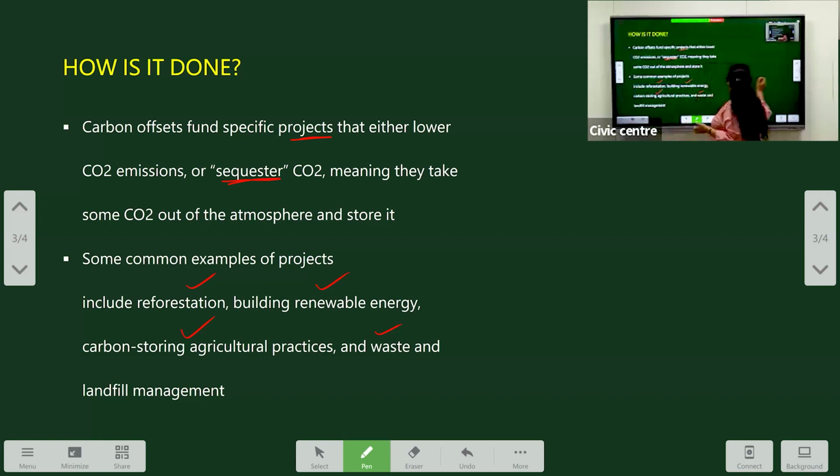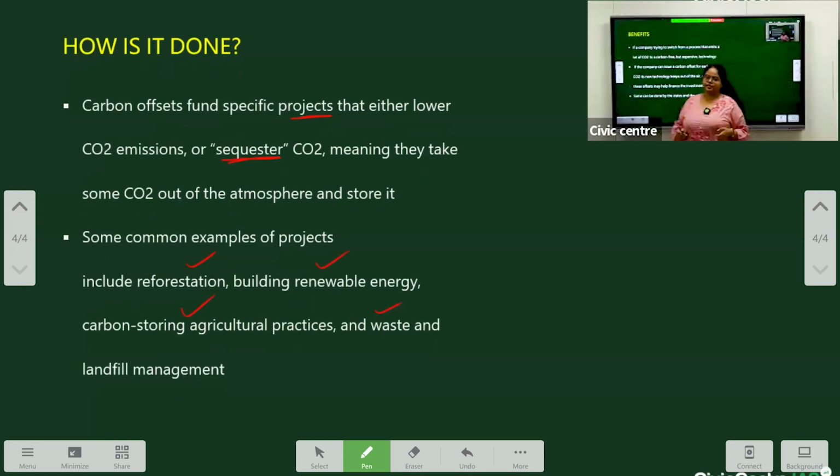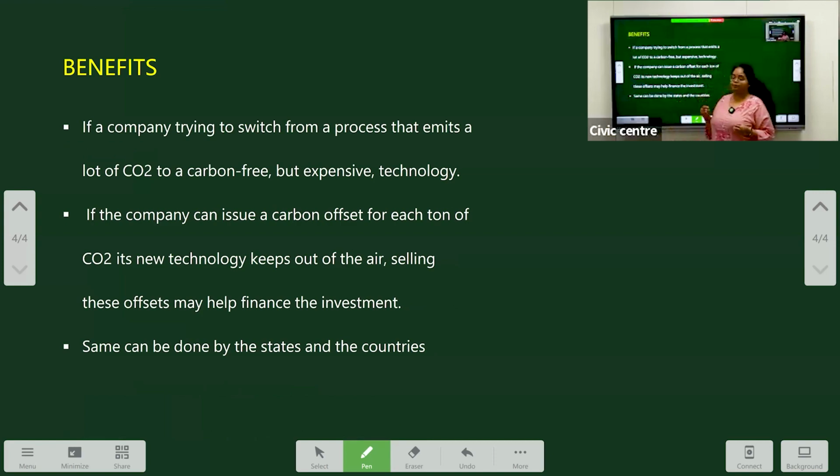Let's look at what are the benefits of this carbon offsetting. Now, for example, if a company is trying to switch from something like a thermal power plant, if industry A wants to switch to solar power, but the installation takes lots of money and it's very expensive. So what it can do is it can sell the offset that it is going to sequester or reduce the emissions.